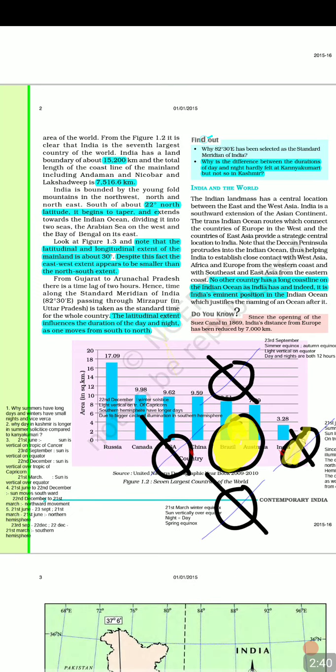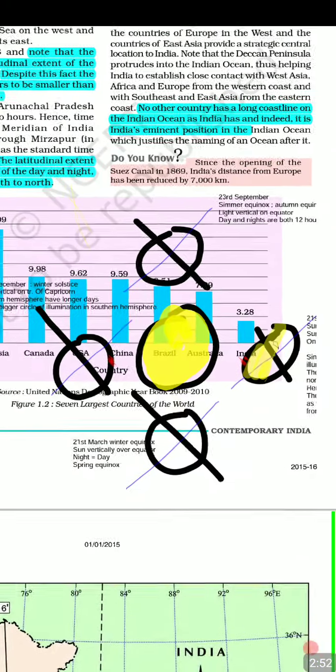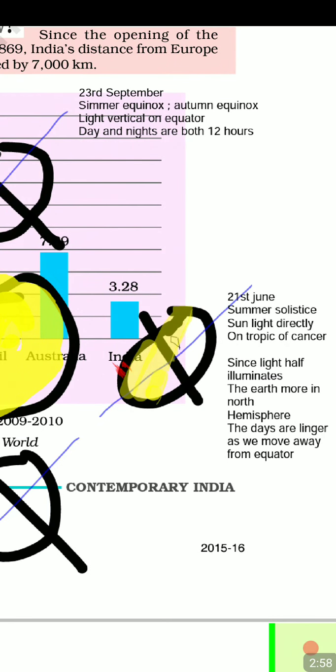The latitudinal extent influences the duration of the day and night as one moves from south to north. Very, very important and very conceptual matter is being discussed right now. So let's discuss. See, why the summers have long days and the winters have short days, and vice versa. We'll see here, right? See, if this is the sun and this is the earth, on 21st June, the northern hemisphere is inclined towards the sun, right?